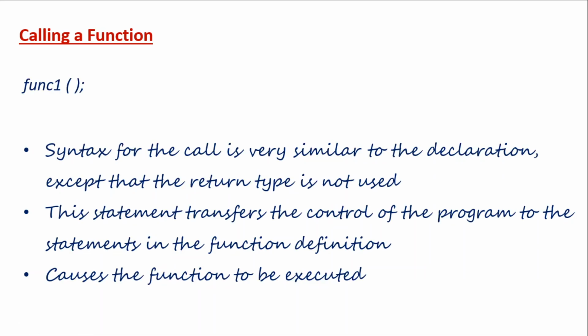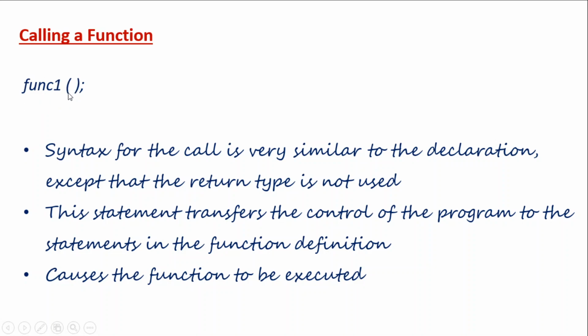Now we'll see what function calls are, or how you call a function. In the syntax of the program, I wrote a step as the function call, where you write the function name and then the parenthesis, with nothing inside, meaning no arguments, then you put the semicolon. So this is the syntax for the call. The syntax for the call is very similar to the declaration, except that the return type is not used. It's similar to when you write int x and int y, except that instead of the variable name, you put the function name.